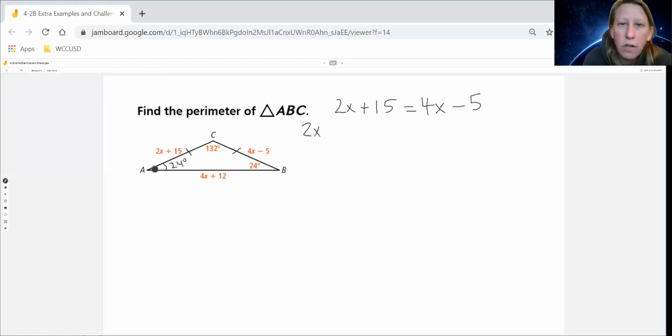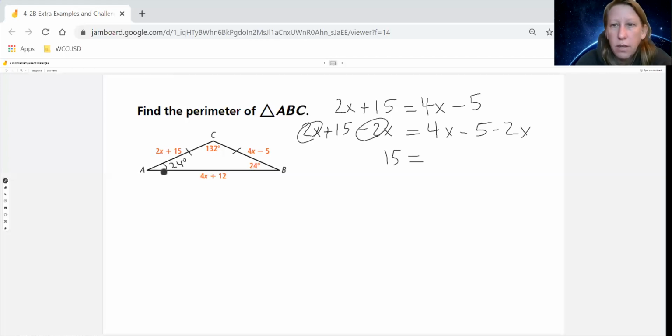I'm going to take off 2x on both sides. And when there's variables on both sides, it's a good idea to focus in on the variables first. Just kind of standard best practice. This goes to 0. I still have 15. I have a 4x take away 2x. Okay, this is called combining like terms, and that gives us a 2x. And we have the minus 5 just comes straight down.